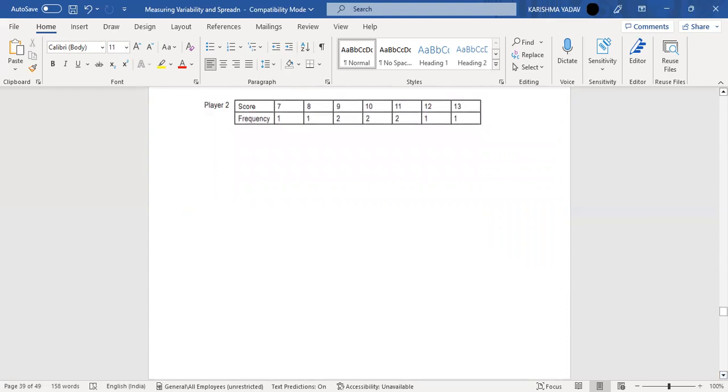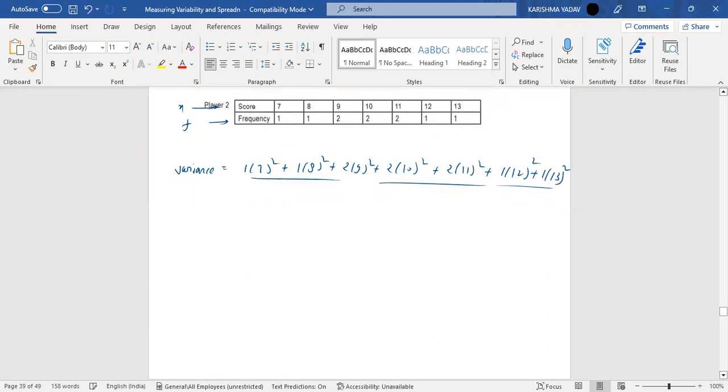Now what will be the standard deviation for the second player? Let's see that. This is x, this is f. Like we have done for the first player, we'll do for the second player. So what will be the variance for this one? That is 1 into 7 square plus 1 into 8 square plus 2 into 9 square plus 2 into 10 square plus 2 into 11 square plus 1 into 12 square plus 1 into 13 square, divided by the total number of frequency, sigma of f, that is 10 here. And we have to subtract mu square, that is 10 square.